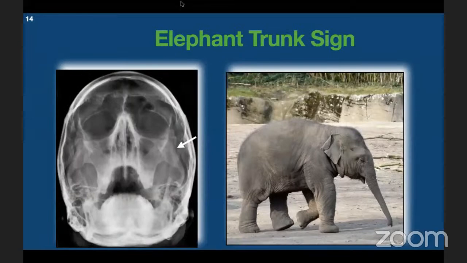There is another elephant trunk sign in plain X-ray. This sign helps both the radiologist and traumatologist to verify the integrity of the temporal process of the zygomatic bone following trauma. In plain X-ray, the temporal process of the zygomatic bone has also an elephant trunk configuration.